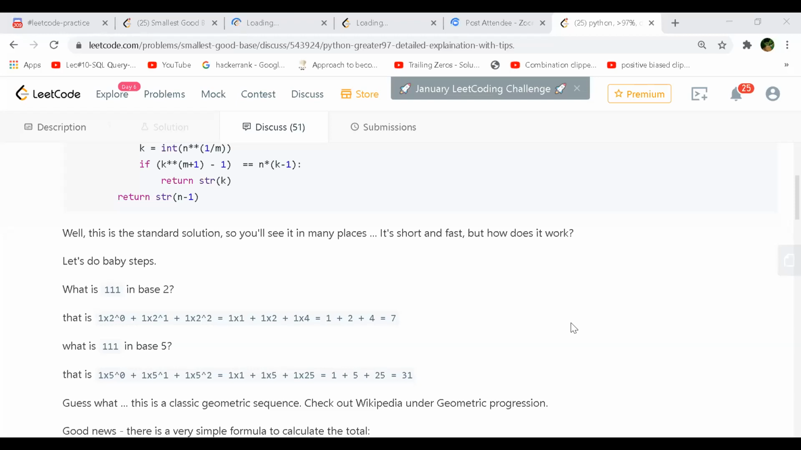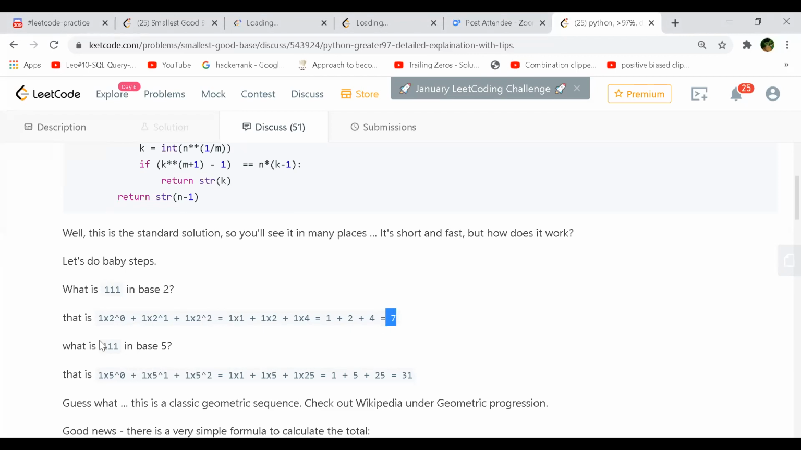Yeah, go ahead. So I was talking about this series only. So what is a triple one in your base 2, right? How do we calculate it? You take 1 into 2 raised to the power 0, then this into 2 raised to the power 1, and this into 2 raised to the power 2, right? And you add them. If you have to calculate this number in base 2, you got this number, right?